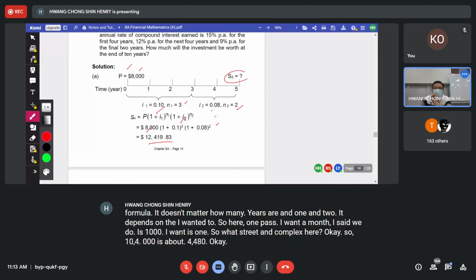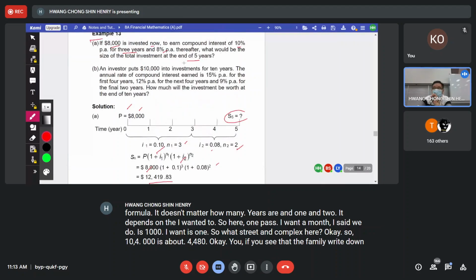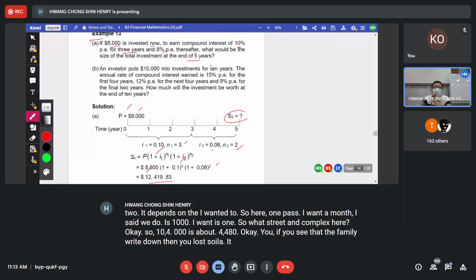If you see that the bank revised down, then you lose a bit. If the bank revised up, wow, happy. At least you still get 8%, more than EPF money.